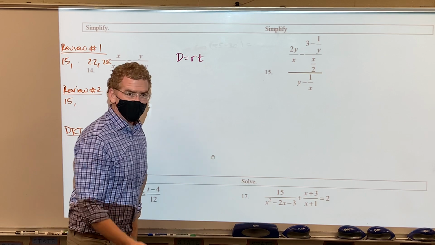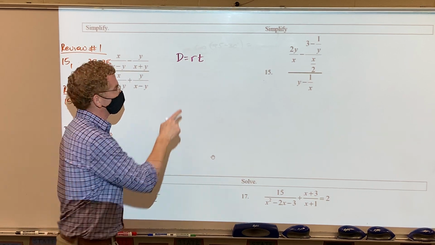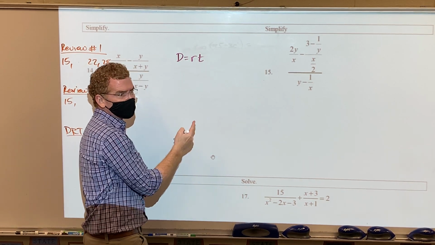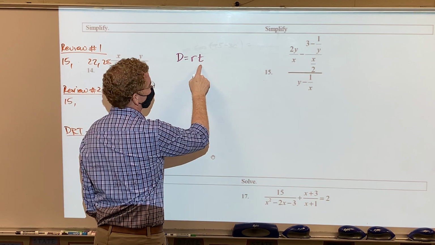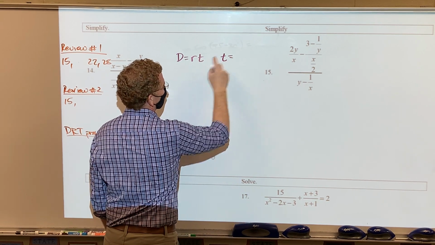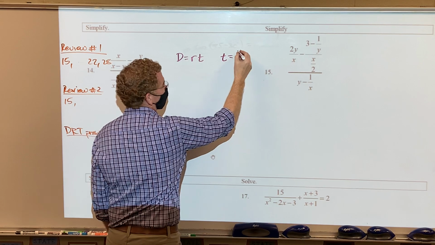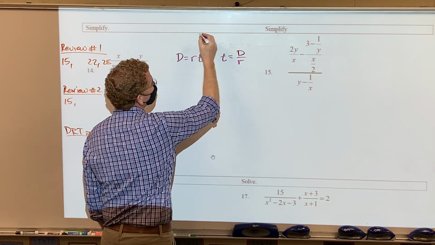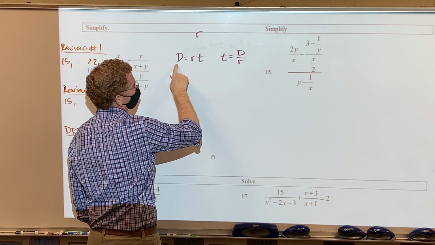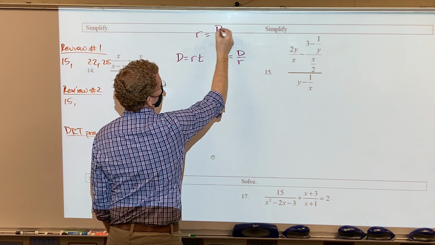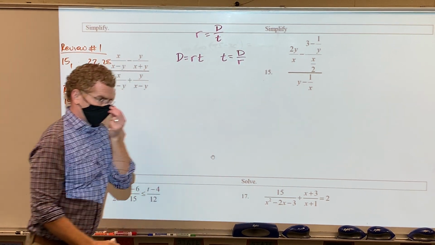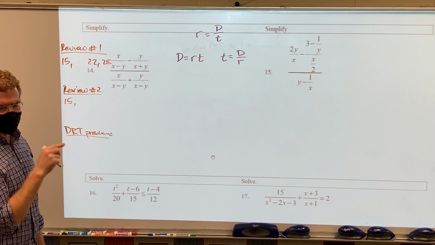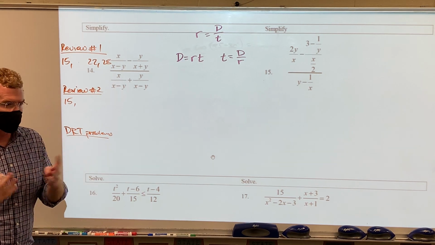time. And then, to remind myself that this is not anything special having d by itself, it possibly could have t by itself, which would be time equals distance over r, or possibly even r by itself, which would be distance over time. Which means I can get these three equations without having to really know anything.